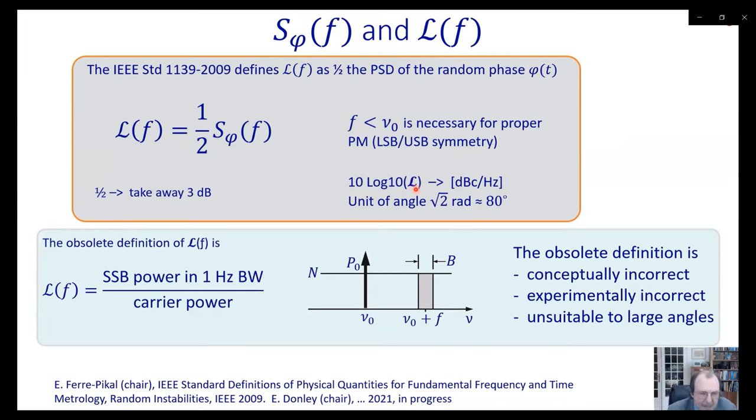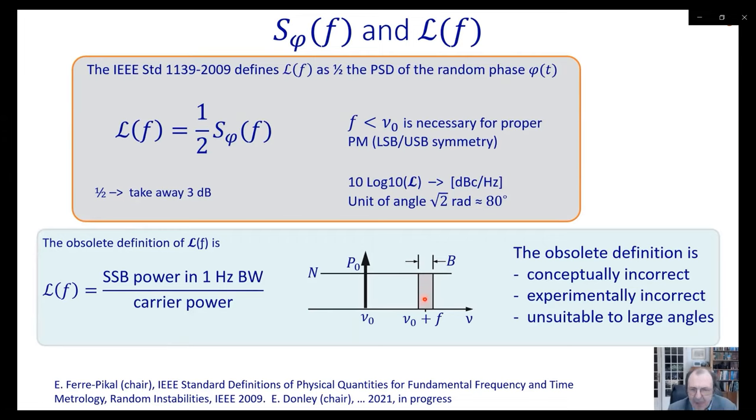Many people still have in mind the obsolete definition of L, which is the single sideband power in a 1 hertz bandwidth divided by the carrier power. Well, first, the IEEE standard 1139 defines L in this way and not in this way. And the new definition has been in force for decades.